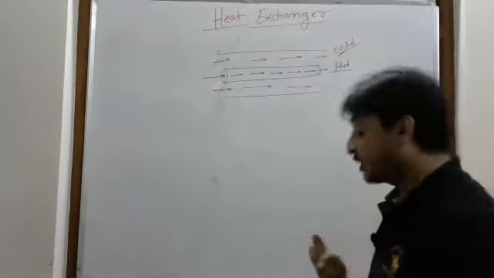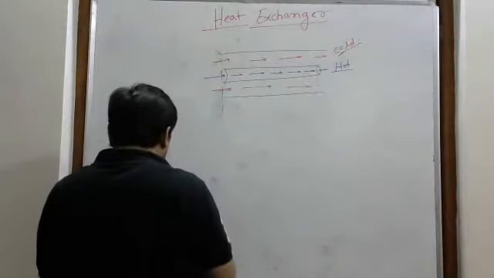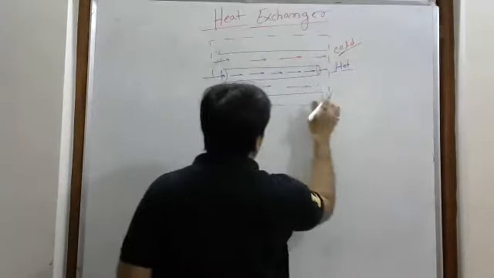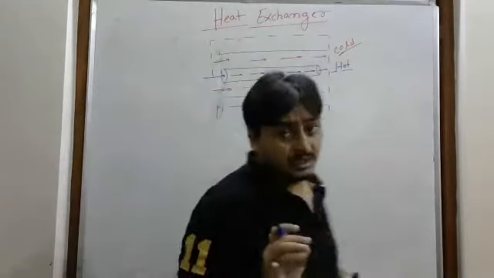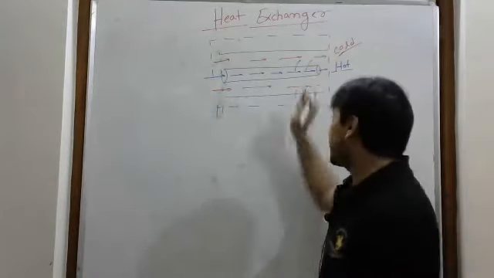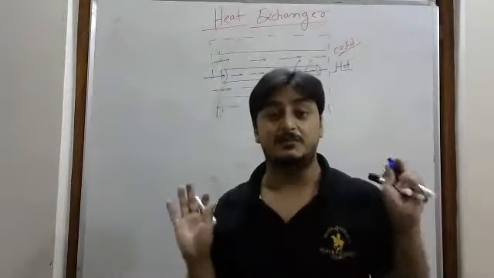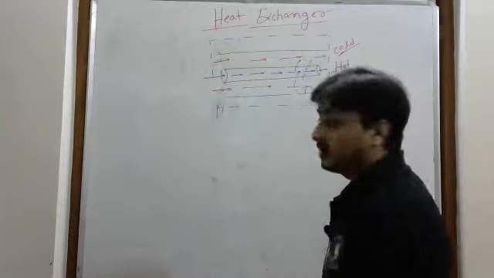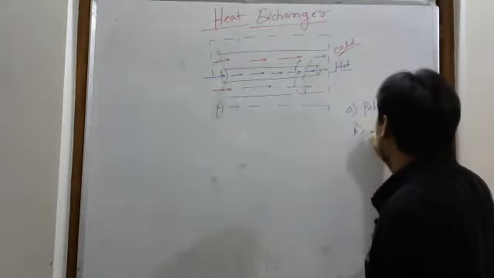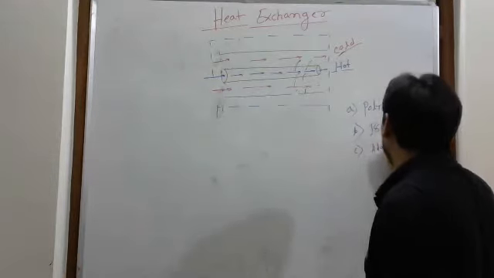So if you see from the thermodynamic nature point of view, what is this? If I take this as our system, what is happening? Heat transfer is happening from here to there, within the system. If heat transfer is within the system, which type of process can we say? A, polytropic. B, isothermal. C, adiabatic. Just reply.